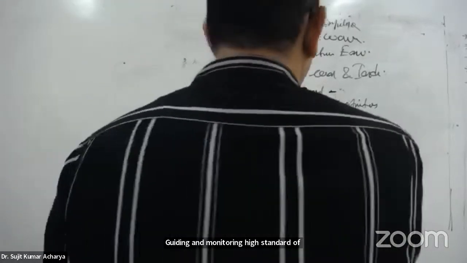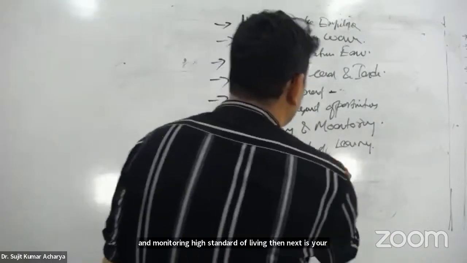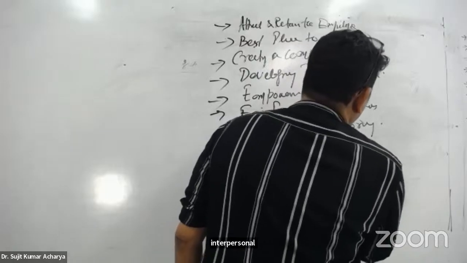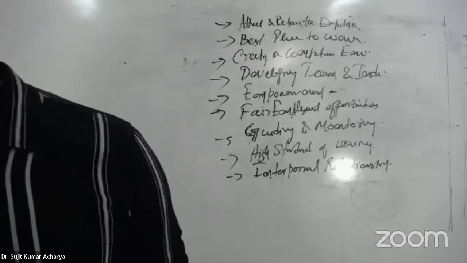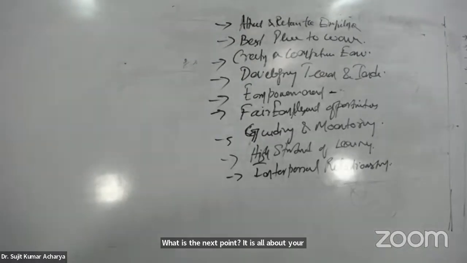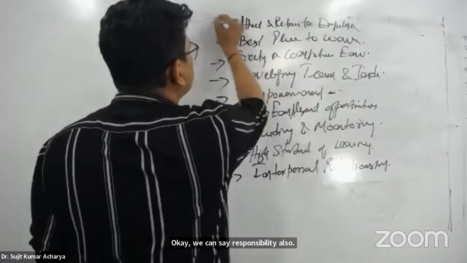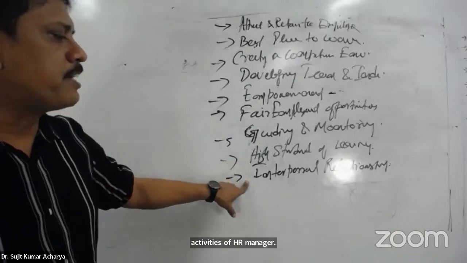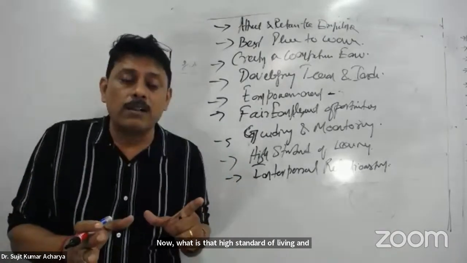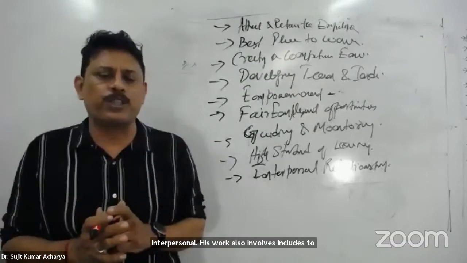Then next is your interpersonal relationships. What is the next point? It is all about your interpersonal relationships. We can say responsibility also, responsibilities or activities. Yes, it is the responsibility and activities of an HR manager. His work also includes creating one kind of cordial environment, interpersonal relationship with the people.